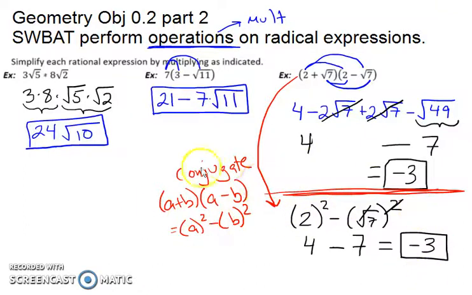It is not necessary that you know this, because you can always FOIL it and do it the long way, but you notice it is faster. So I do recommend you understand the conjugate method in addition to the FOIL method if you see this. So our objective today was that you perform operations on radical expressions. We focused on multiplying, and that included the conjugate shortcut.